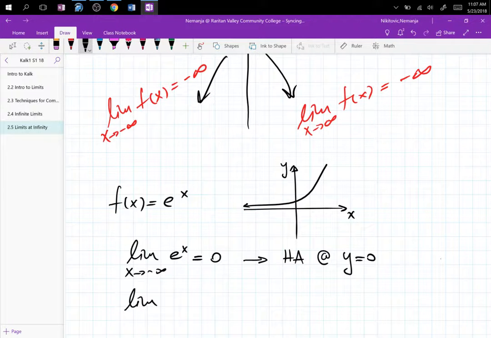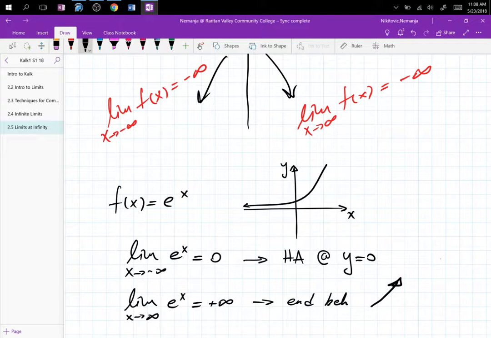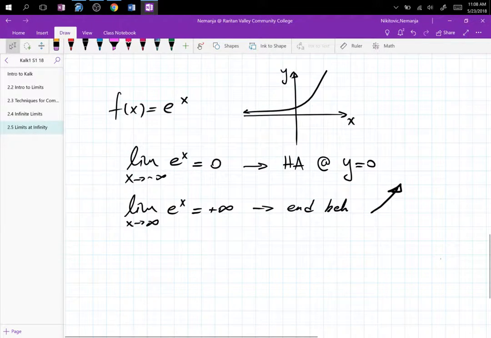As I take the other limit, as x goes to positive infinity of e to the x, I will get positive infinity. And that is just the end behavior, meaning it goes forever up like that. So this would be the full analysis of the quote-unquote ends of e to the x. One end will settle at the horizontal asymptote, and the other end will grow without bound.